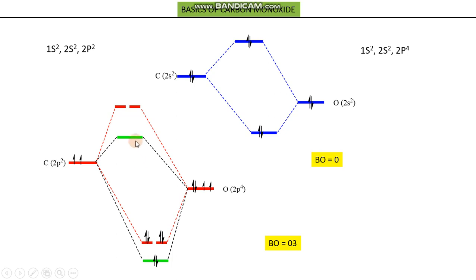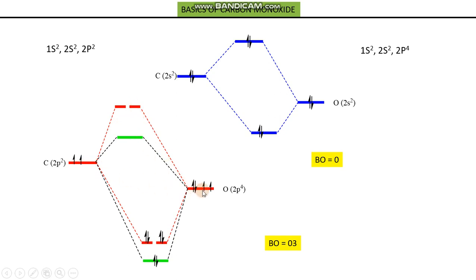Now we have to consider the basic concepts of molecular orbital theory. We know that whenever atomic orbitals combine with each other, they give molecular orbitals. Molecular orbitals are of two types. One are those which have lower energy than the parent atomic orbitals; they are called bonding molecular orbitals. Those which have higher energy than the parent atomic orbitals are called anti-bonding molecular orbitals.